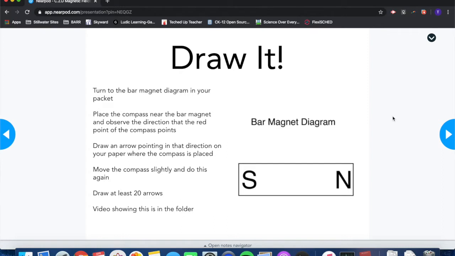So I'm going to show you what this looks like in real life, and then I'm going to give you the digital opportunity to do this. And I will have a video showing the entire process for this in the folder for today if you are confused about what you are supposed to do. So let's go ahead and watch the demonstration.